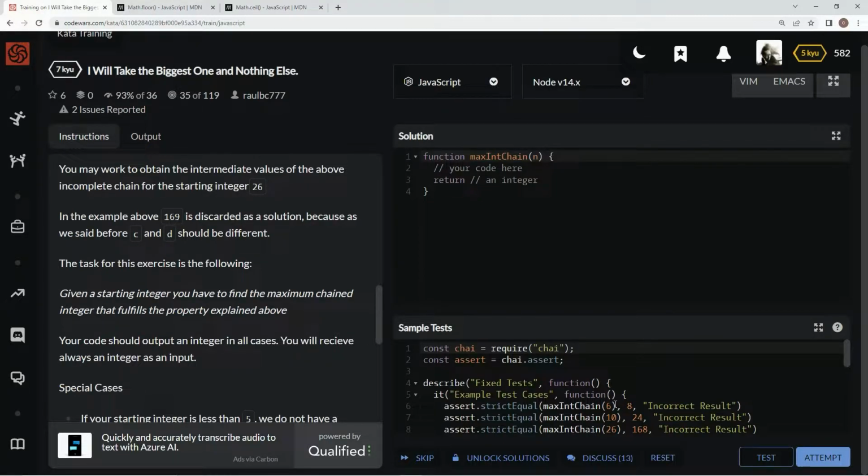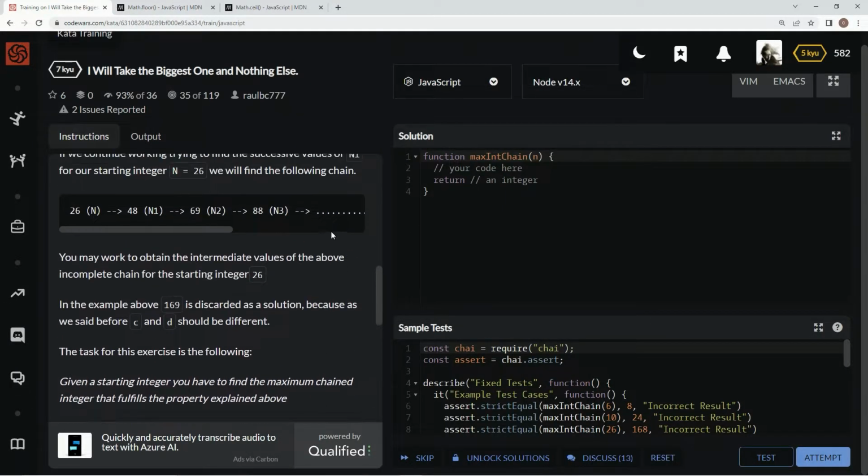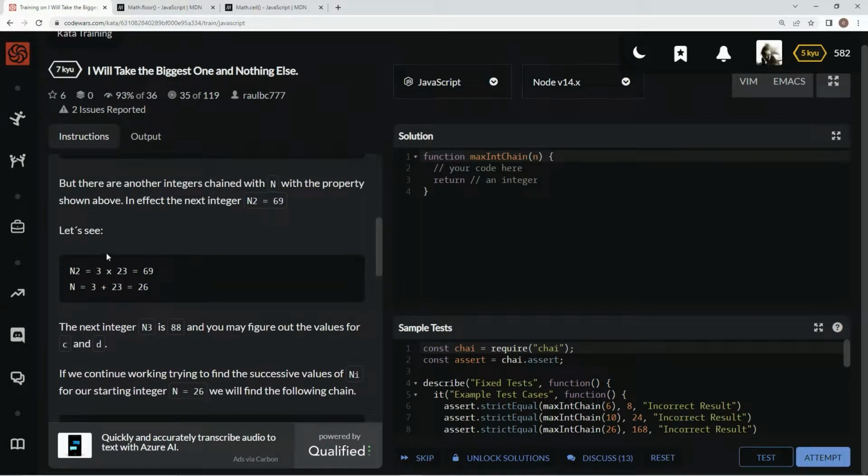So that would be the good one, because we can't do 3 times 3, which is 9, because one of the cases is it cannot be the same number. This A and this B cannot be the same number. Anyway, all that being said, let's just jump right into it.